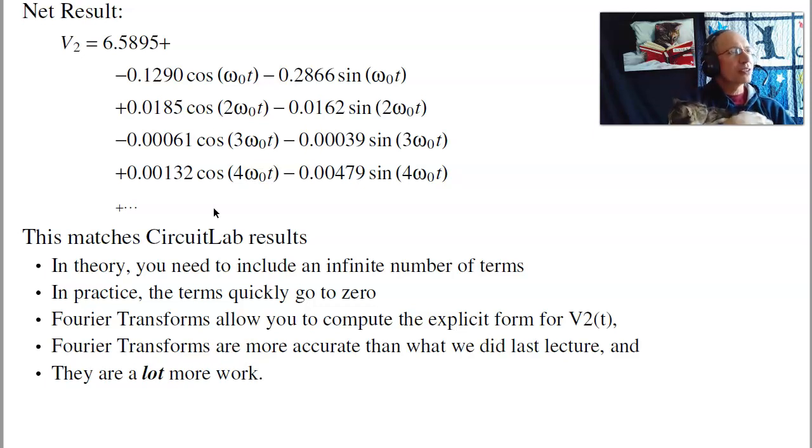In practice, the terms go to 0 fairly quickly, so I only have to consider a couple terms in the Fourier series, and I'll have a pretty good approximation of the actual answer. Next, you can use the Fourier transform to calculate the explicit form of V2 of t. The Fourier transforms are much more accurate than what we did last lecture. However, as you notice, it's a lot more work.